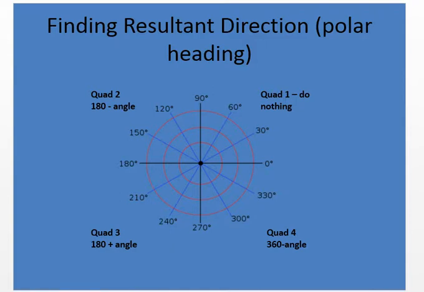So in your homework, you had a couple of examples. Like in D, it was in the fourth quadrant, so you should have taken that angle and subtracted it off of 360 and gotten to 97. And in E, that angle was in the third quadrant, and you should have added it to 180. It was in the second quadrant, and so you should have taken it off of 180. So some of you guys are a little confused about finding polar headings, so make sure that you review that.